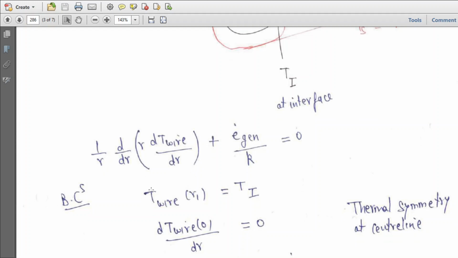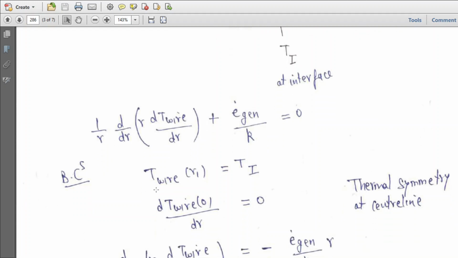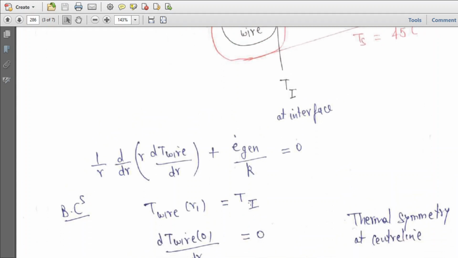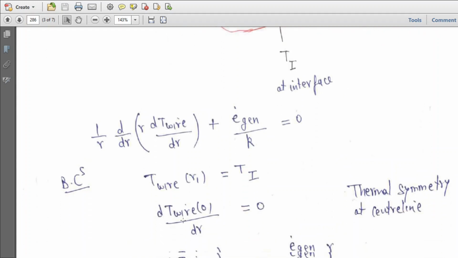Now what boundary conditions do we have for the wire section? T wire at R1, as you move to this particular point, will have an interface temperature Ti. At the center, this is the center line thermal symmetry boundary condition, dT wire upon dr equal to 0. This is the thermal symmetry boundary condition.